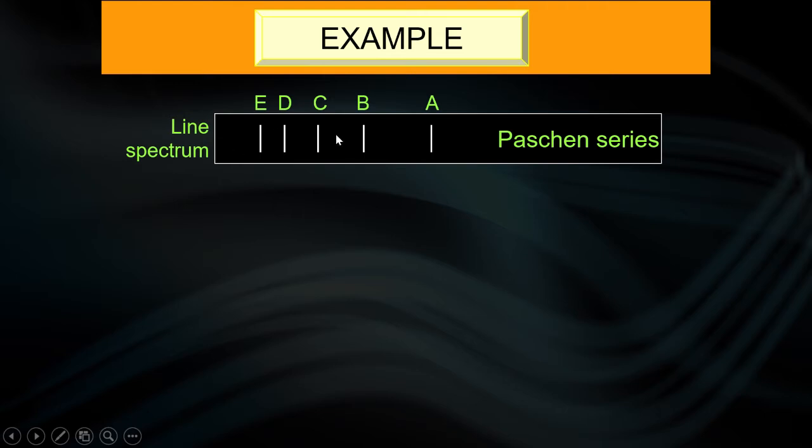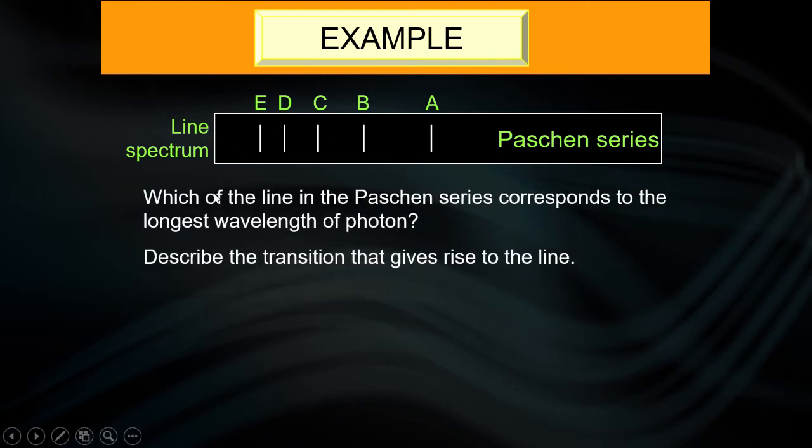Good. Okay, next, this is the Paschen series. Okay, this is the line spectrum for the Paschen series. Which of the lines in the Paschen series corresponds to the longest wavelength of photon? Next, describe the transition that gives rise to the line. So now we can see from left to right the gap between the lines increases. So that means frequency increases. Okay, delta E decreases. Frequency decreases.